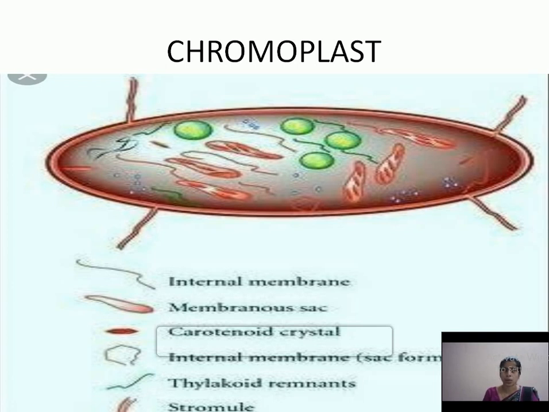And next is thylakoids. Thylakoid remnants. See the thylakoids, these are colorless ones. These are the thylakoid membranes. And next is stromule. These are the stromules. Okay, this is the structure of chromoplast.